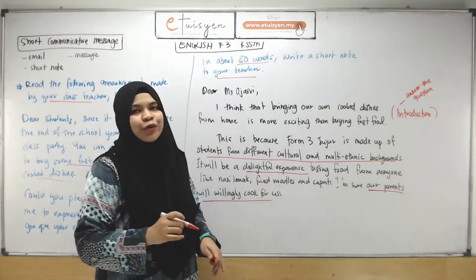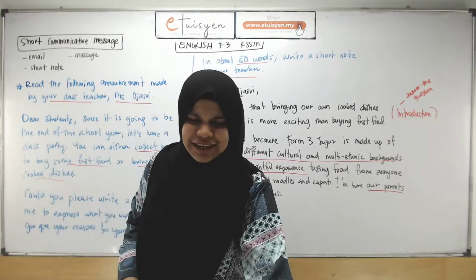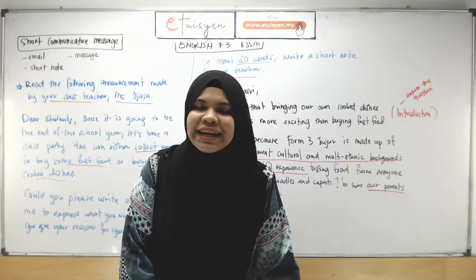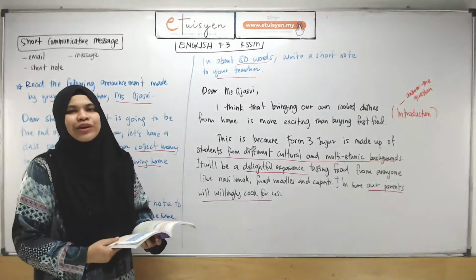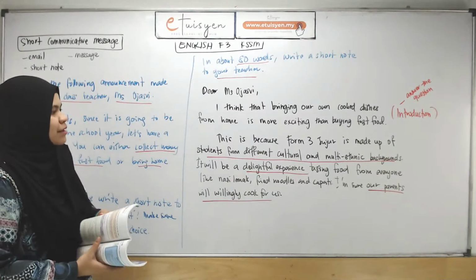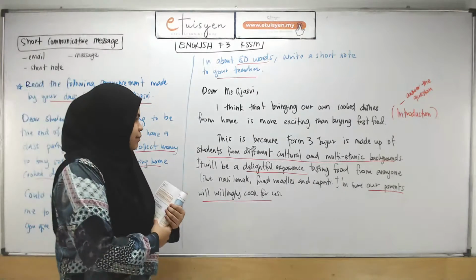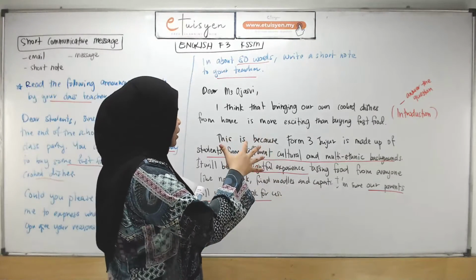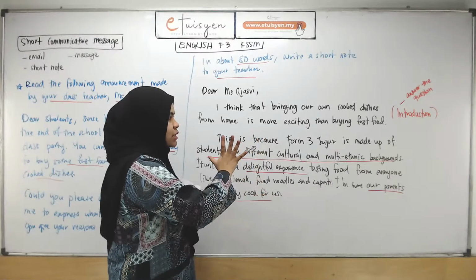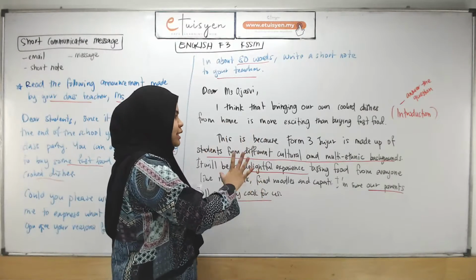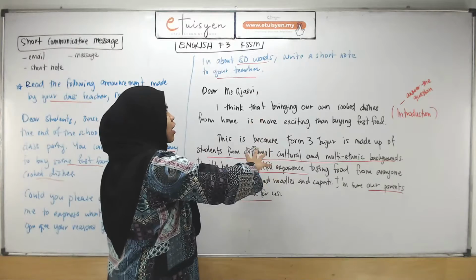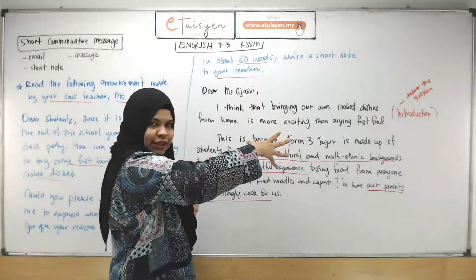willingly cook for us. Because usually parents want to show off that they can cook, or baking or whatever. Alright, so that's what I wrote as my reason. Okay, this is my reason. Now, this is my reason for choosing the cooked dishes.